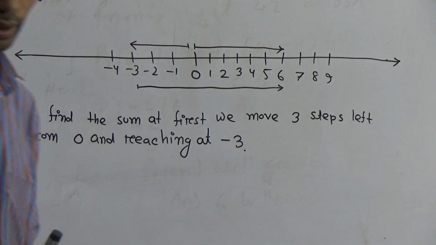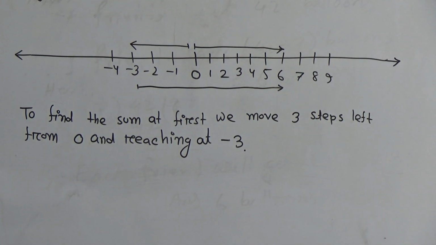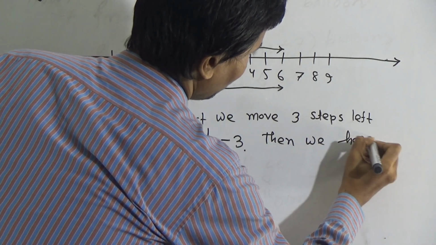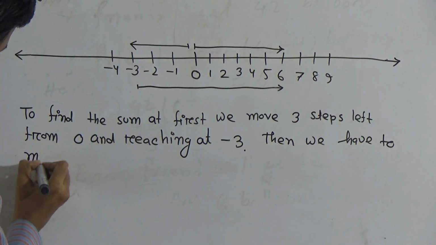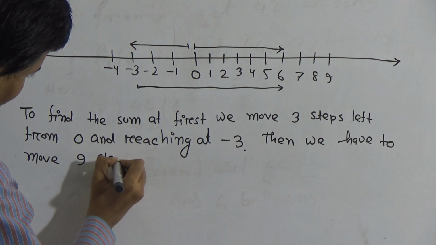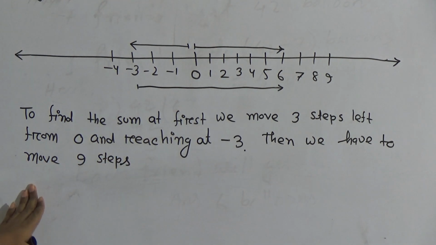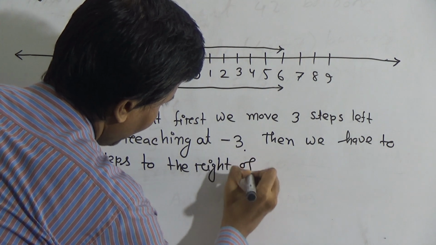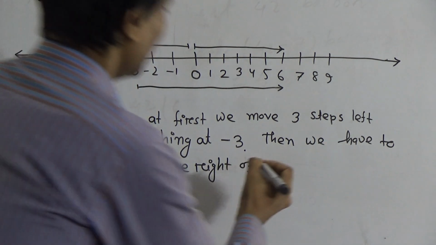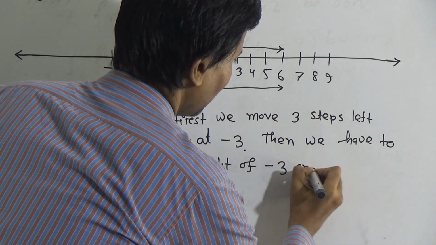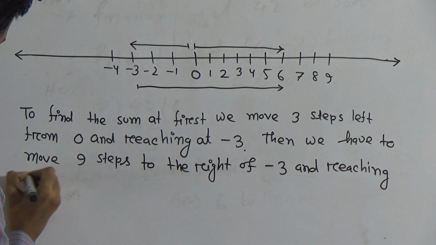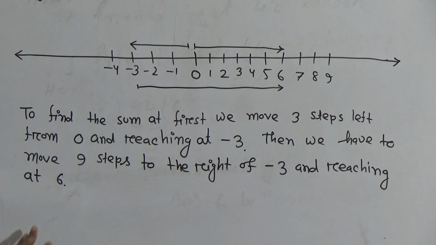Now, then we have to move 9 steps. Then we have to move 9 steps to the right of -3, and reaching at 6. Okay, and reaching at 6.